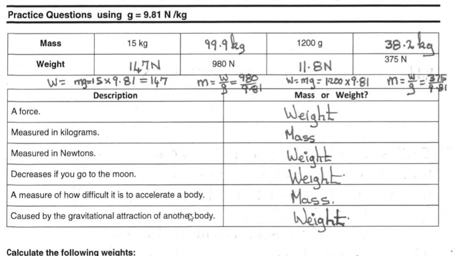Caused by the gravitational attraction of another body, that's weight. So anything with mass, if it's within the gravitational field of another body, is going to have weight as well. Anything with mass has a gravitational field itself, and so those gravitational fields will interact with each other, and they will produce a force which is known as weight.